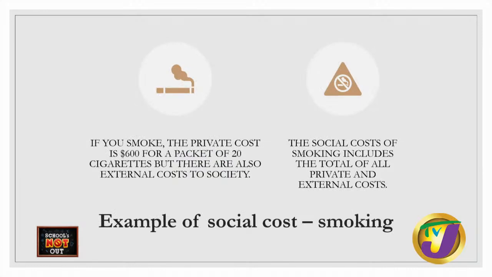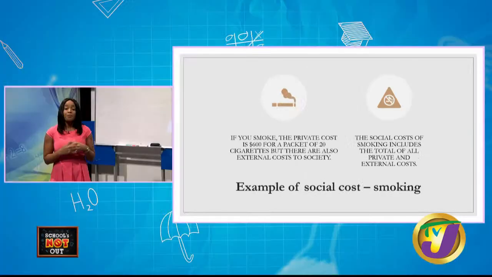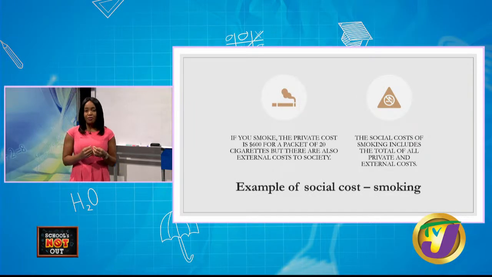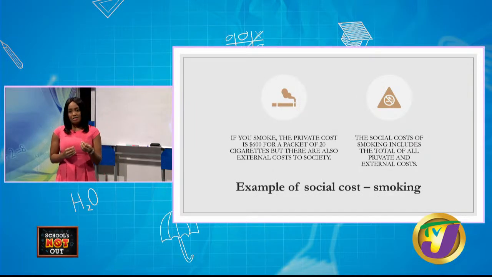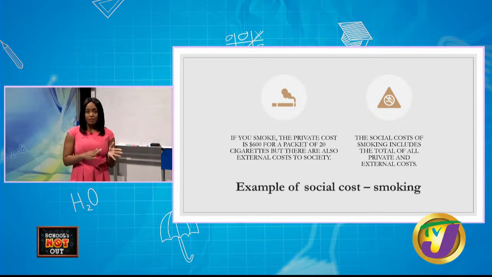So for example, if you smoke a cigarette, if you are a smoker, no, you are not a smoker, but just say hypothetically you are a smoker, and you purchase a packet of cigarettes and you pay $600 for it. That's a cost to you, the consumer. Now the cost for producing the cigarette is also borne by the producer.